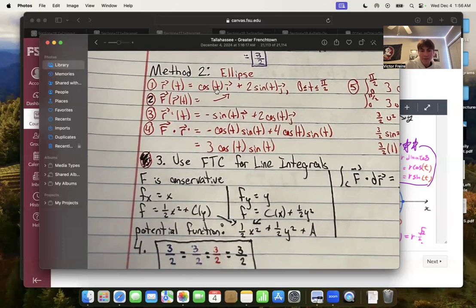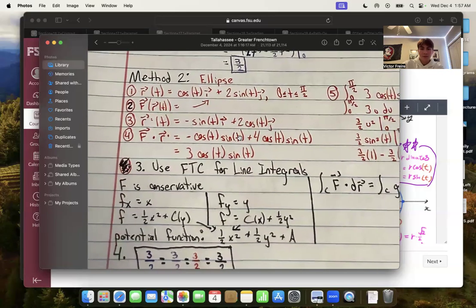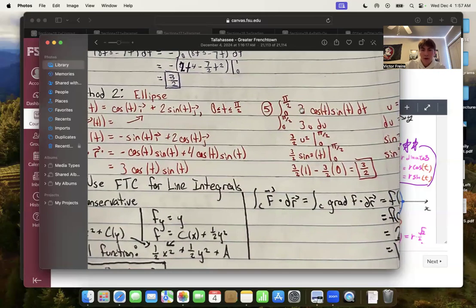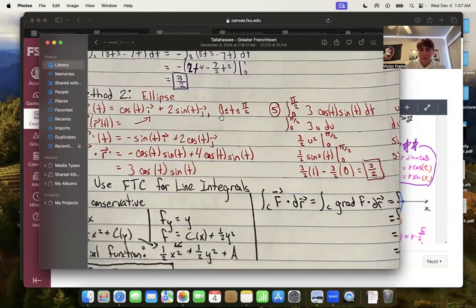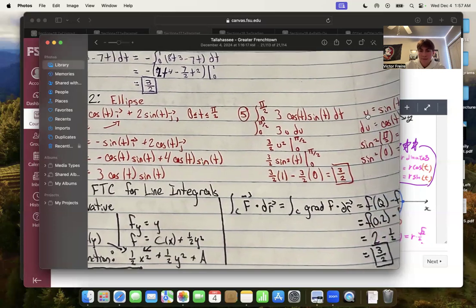So we want to find this times this. What is that? Negative cosine t sine t, right? And then this times this. So 4 cosine t sine t. And then when we add these two up, we're left with 3 cosine t sine t. Okay, so now for step 5, we want to integrate from 0 to pi over 2 radians, right? And then integrate 3 cosine t sine t dt.